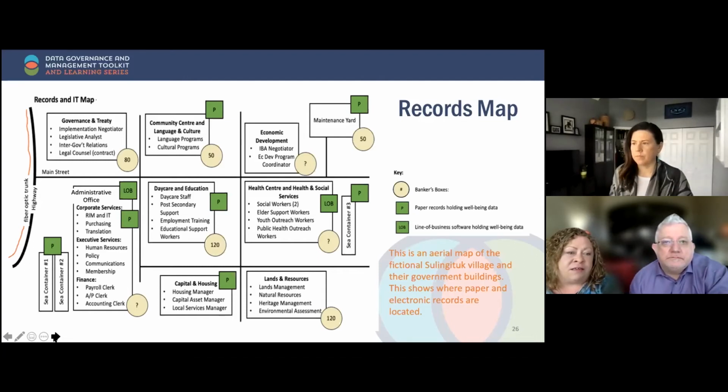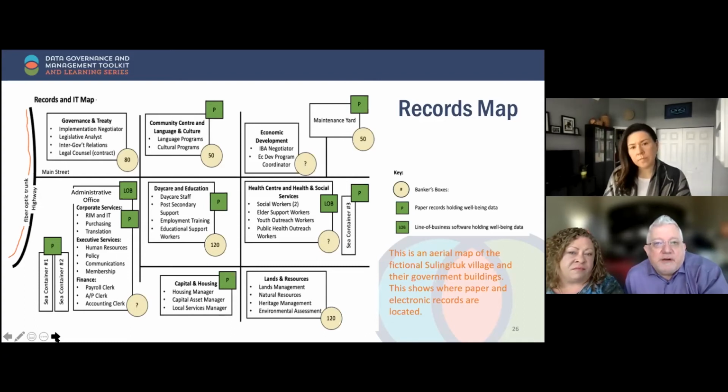So as you can see, we've been very detailed about identifying which of the departments are running out of which building and where the paper records are versus where we're going to be able to find well-being records throughout the administration. As well, doing an aerial view gives you a sense of where your records are. And if you have government records stored across your territory where you need to drive, knowing what's in the specific departments might save you a drive and will save you time and money if you can identify beforehand that there is no well-being data in particular areas.